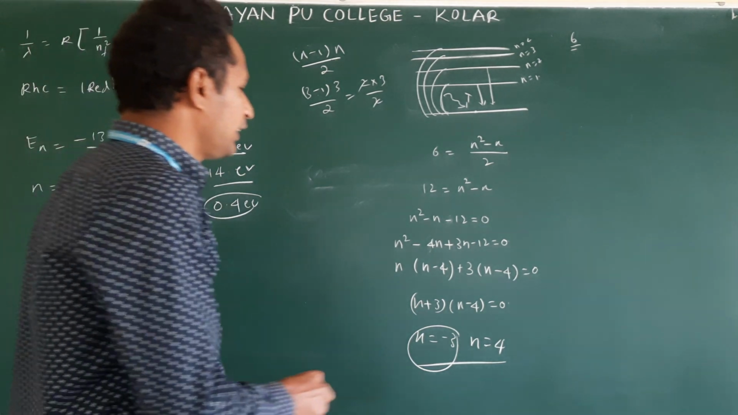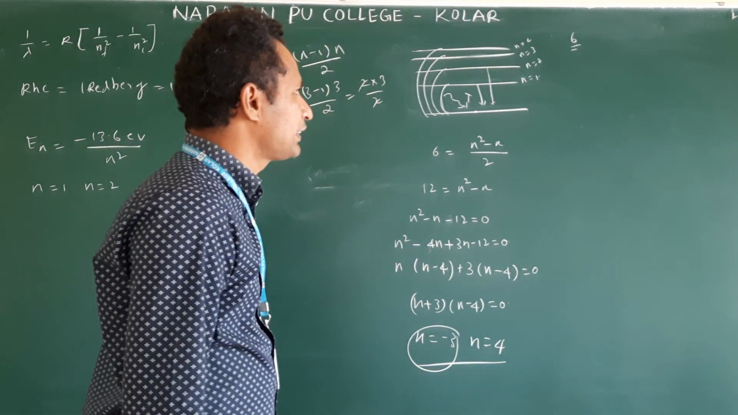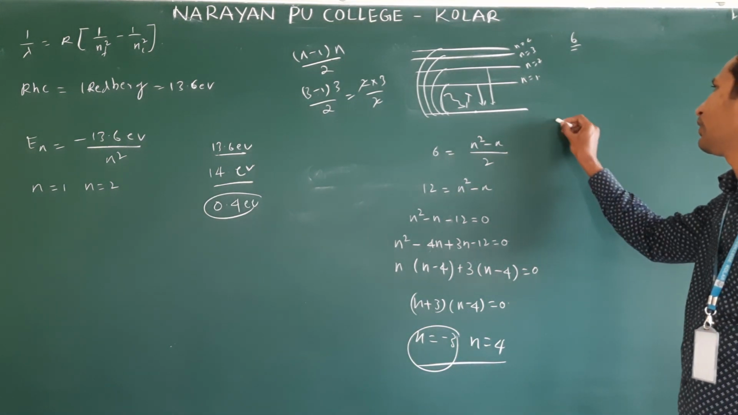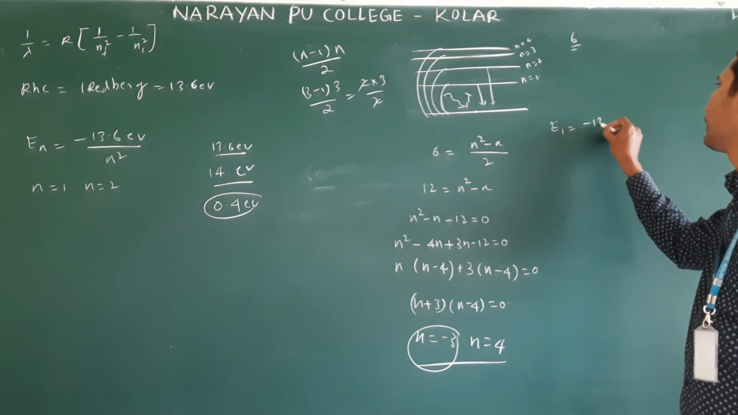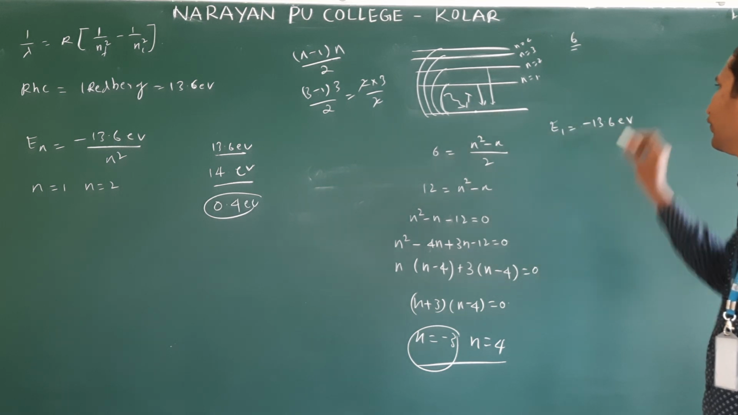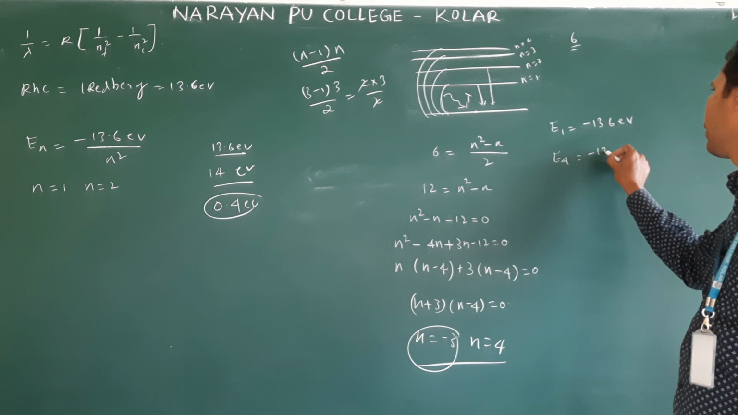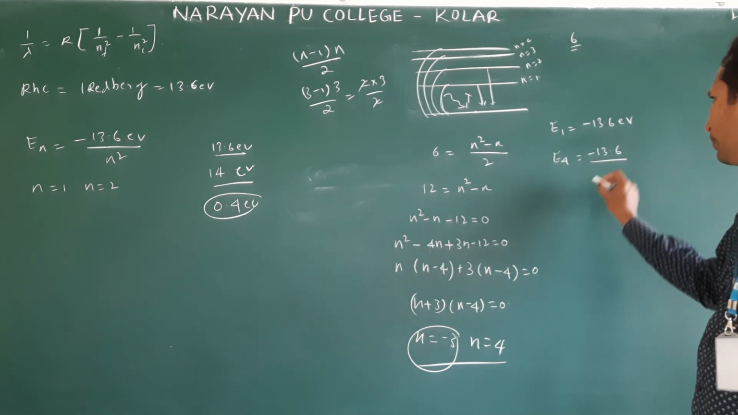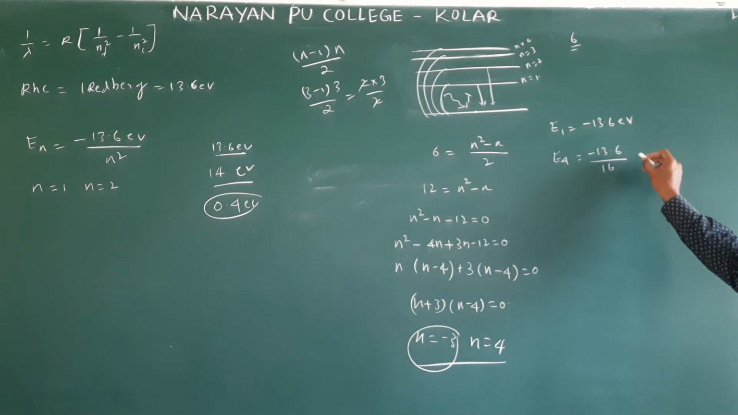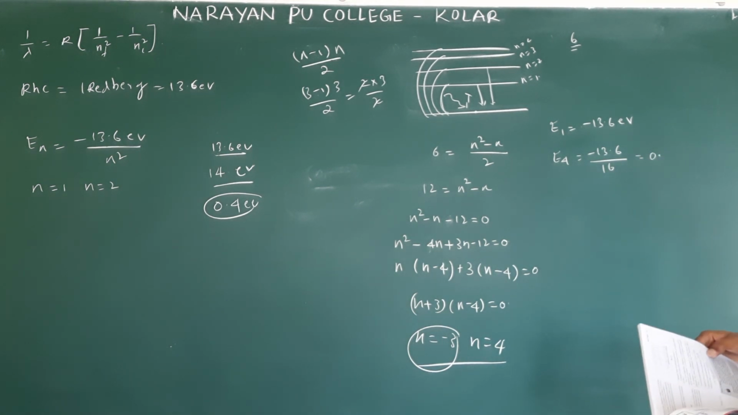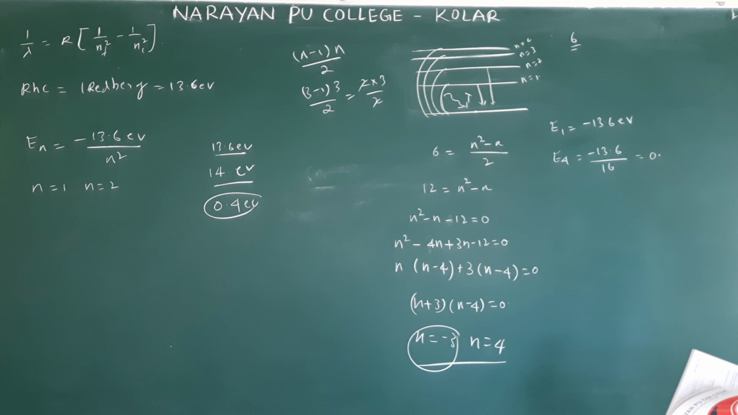Okay. So n is equal to 4. Initially where was the electron? Ground state. Ground state energy is what? E1 is equal to minus 13.6 eV. Then it jumped to the 4th state. E4, how do we find? Minus 13.6 by 4 squared, that means 16.